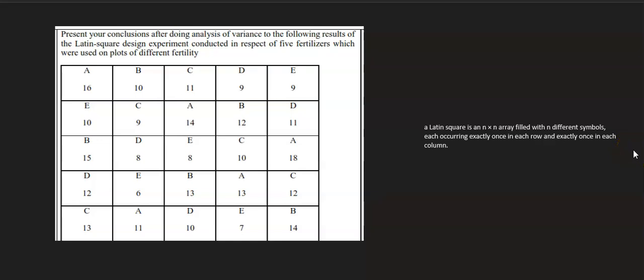Let us solve this Latin square problem. Okay, so in general, what do you mean by Latin square? So it is n different symbols, each occurring exactly once in each row and exactly once in each column. So see this example.